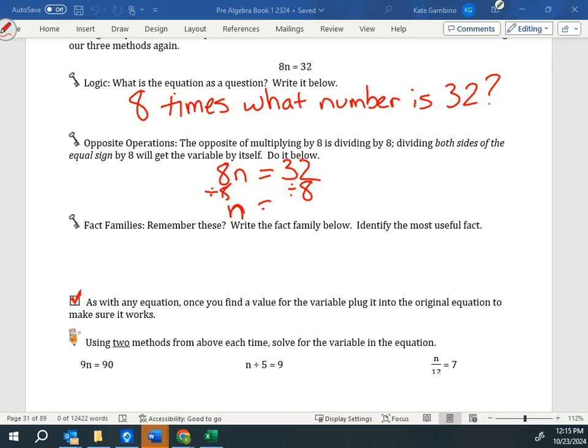So n equals 32 divided by 8. What is 32 divided by 8, Harper? 4.